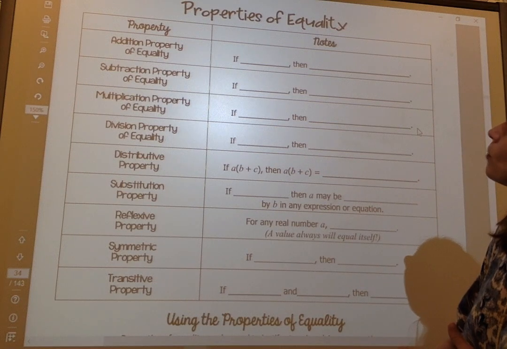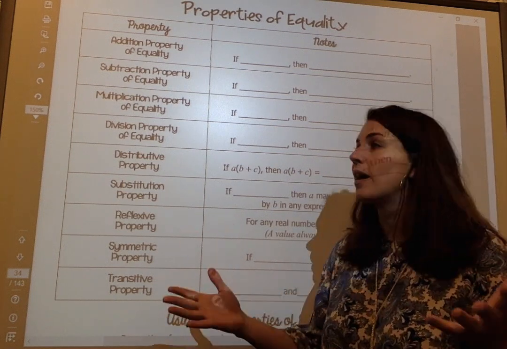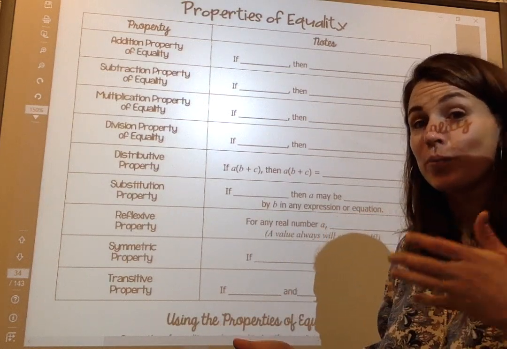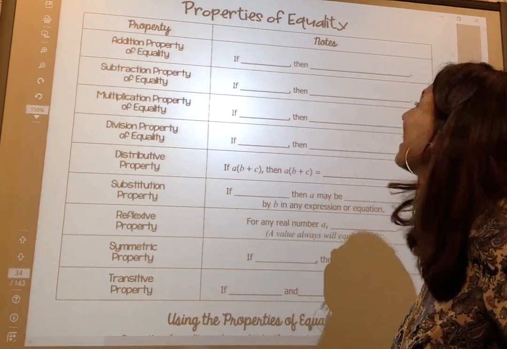All right, we're going to go through some properties of equality. This is real basic and easy. This is going to start our trek into proofs, okay? All right, so get ready.